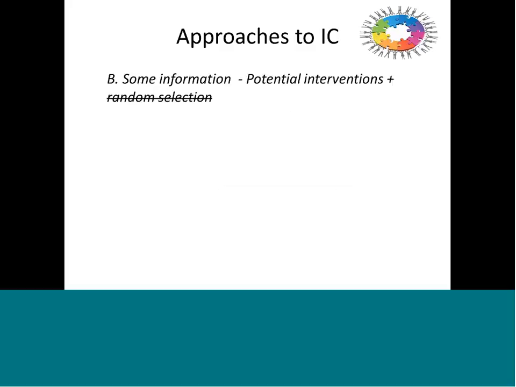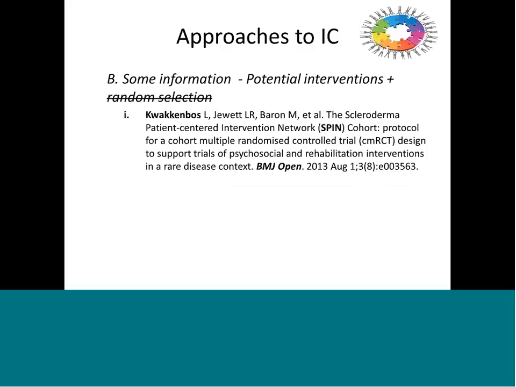Another approach is where some information is given. A nice example of this is a cohort of a rare disease, scleroderma, that's based in Canada, but I think is now running in 9 countries. There they tell people joining the cohort that potential interventions are going to be tested, but they never use the word chance or random selection. They justified that by doing a lot of engagement with people in the scleroderma community, and decided that would be the most appropriate approach.